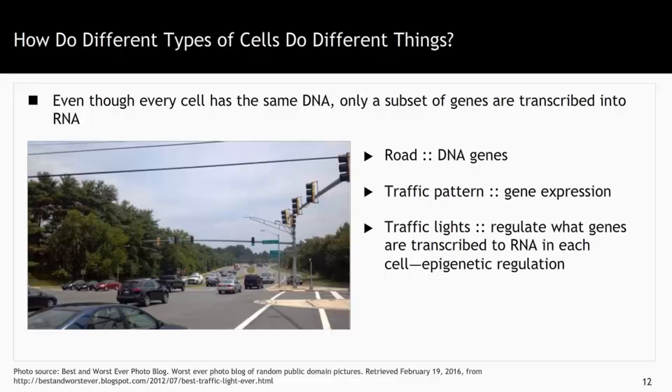So we can make an analogy then between genetics, genes, and epigenetics when we think about traffic patterns. On the image to your left, you see cars driving on a road with traffic lights. In this case, the road describes the DNA genes. It's the same for everybody. The traffic pattern, or where the cars are actually going on the road, describes gene expression. The traffic lights regulate which cars get to drive where. It regulates which genes are transcribed into RNA in every cell. And this is known as epigenetic regulation.